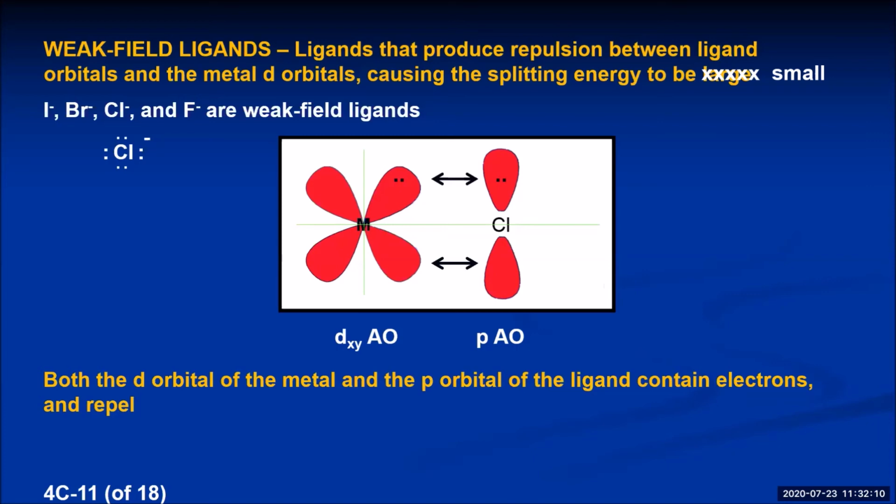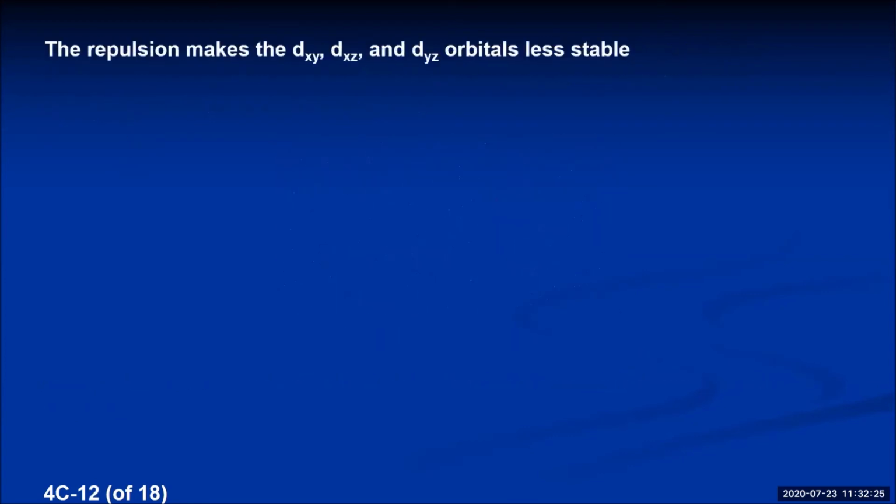So both the d orbital of the metal and the p orbital of the ligands contain electrons. That causes them to repel, and that's going to make the dxy, dxz, and dyz orbitals less stable because repulsive energy means higher energy. So the repulsion makes these three orbitals less stable. What does that do to the diagram here? It's going to cause the three lower d orbitals to have their energy raised, and you're going to wind up having a smaller splitting energy.